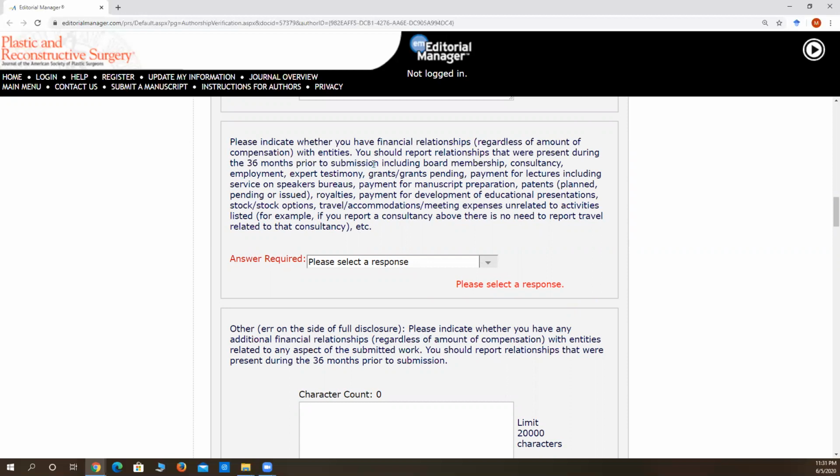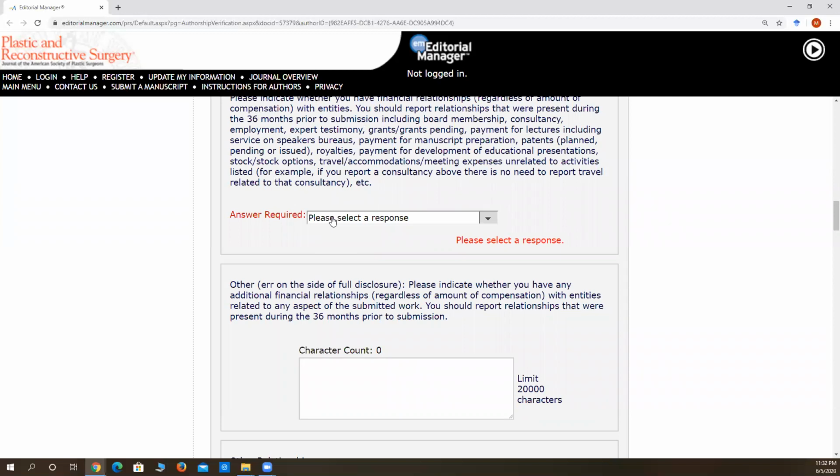Some people think that we had a relationship a year ago, but now we don't, so they don't disclose that. But this journal defines 36 months as the time period. So make sure you read, especially if you have any financial relationships with companies or private sectors, that you follow the rules in this form.